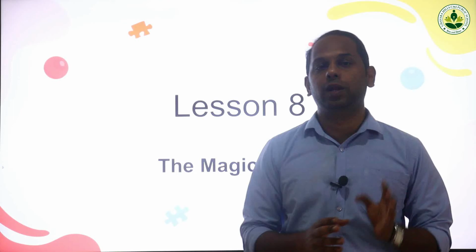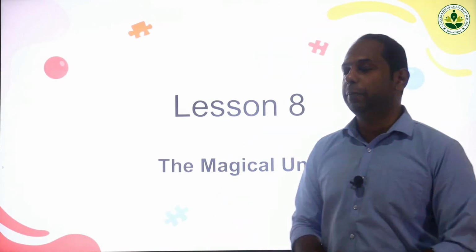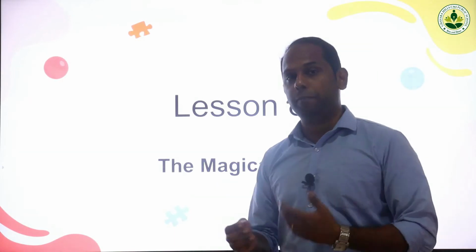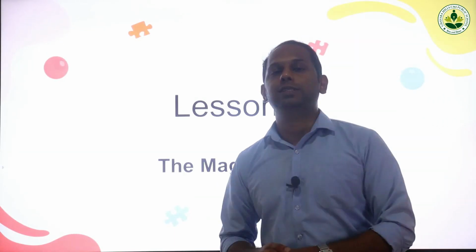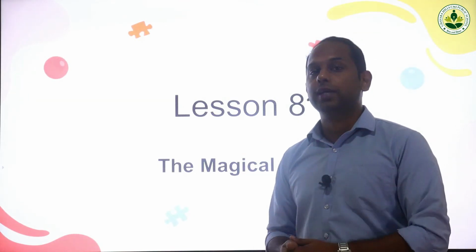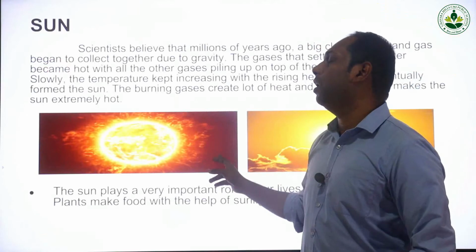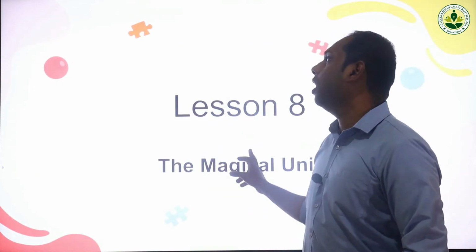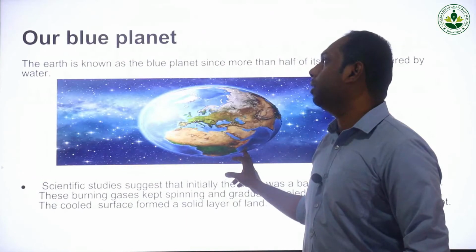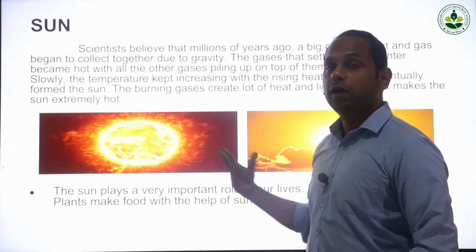In today's class, we will be continuing the 8th lesson in Source Science, that is the magical universe. In the previous class we studied about planets, the sun and the stars, and we studied a few celestial objects such as asteroids, comets and meteoroids. And in today's class we will be studying about the origin, how the sun was formed, and we will be studying about the origin of our unique planet Earth.